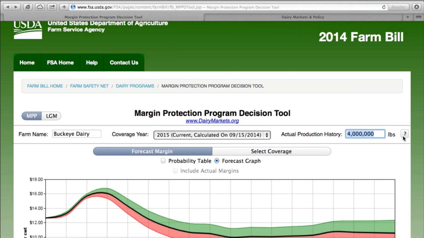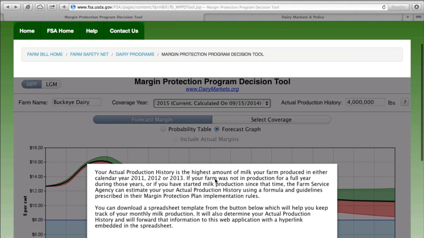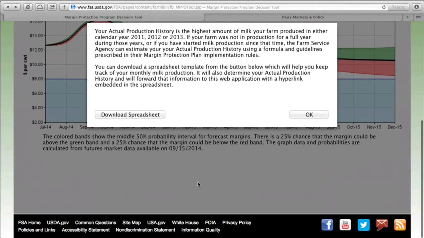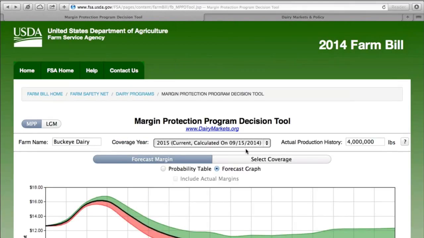we've got you covered. So you click this question mark here. We tell you what your production history is, the definition of it, but then we also give you a spreadsheet that you can download. You can download the spreadsheet, enter your monthly milk production, and import it right back into the tool. So we'll help you calculate the production history if your cooperative or handler hasn't yet sent you that information.